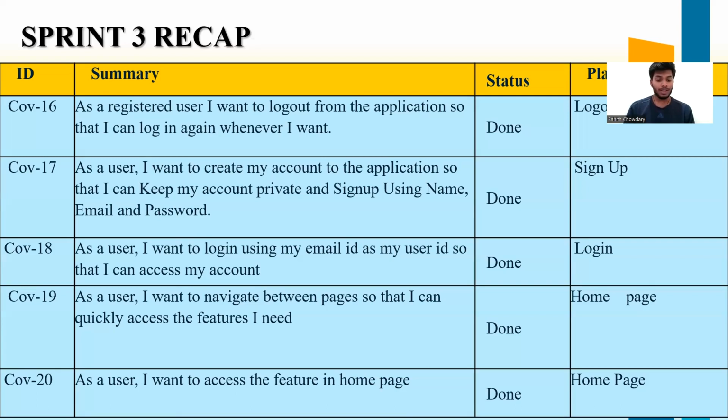And in COV18, user should be able to log in using email ID as his user ID to access his account. And in COV19, user should be able to quickly access the features by navigating between the pages. And in COV20, user should be able to access the specific features in homepage. And all these functionalities are done in Sprint 3.